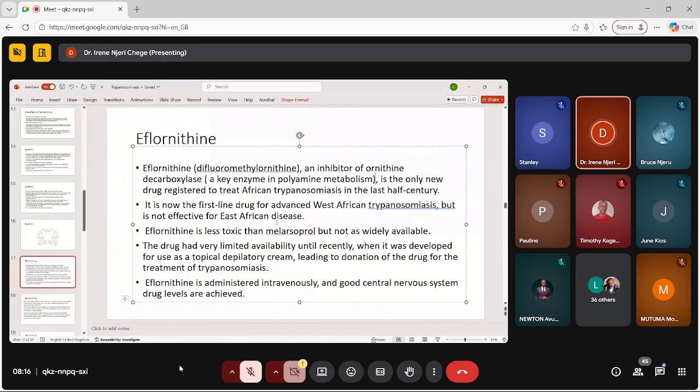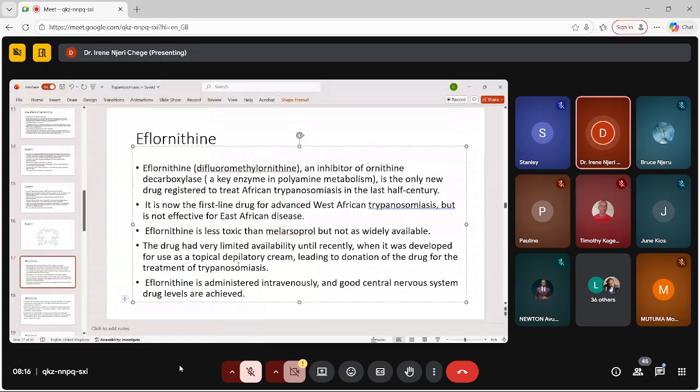Eflornithine is less toxic than melarsoprol, but not widely available. The drug had limited availability until recently, when it was developed as a topical depilatory cream. Yeah, it removes hair. Hirsutism, depilatory. That's what it means, leading to donation of the drug for trypanosomiasis. That is why we call it an orphan drug. It is administered IV. Good CNS levels are achieved. And remember, when it is used as a depilatory cream, it is a topically administered ointment.